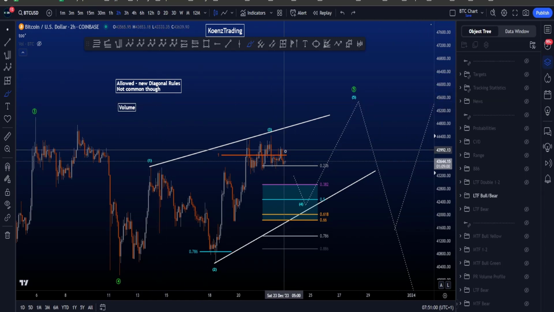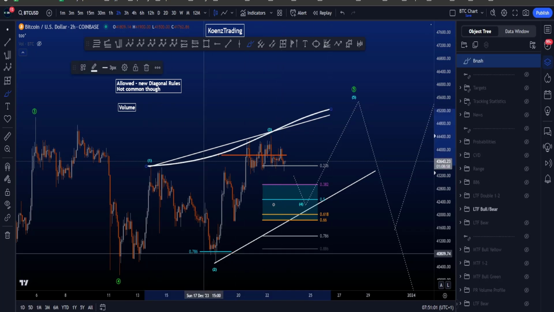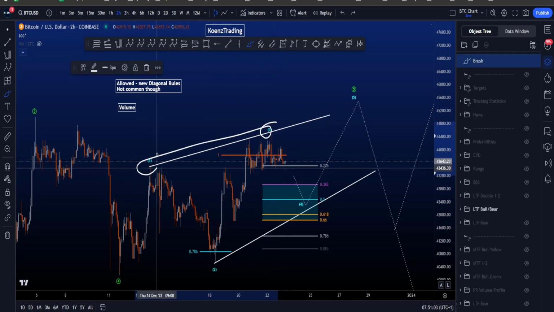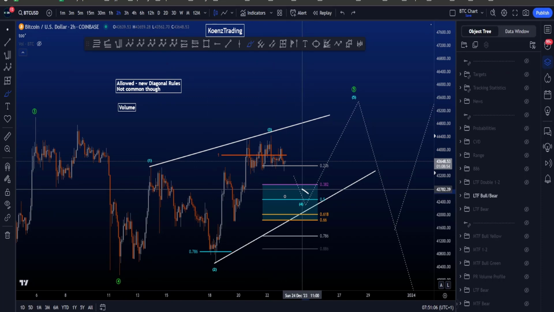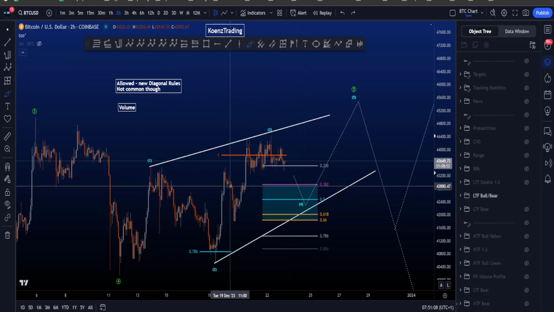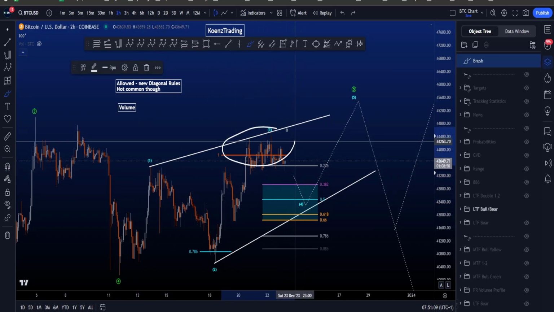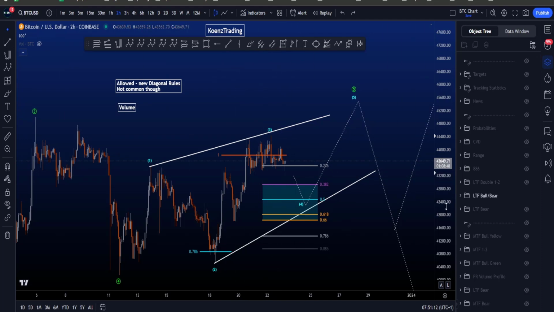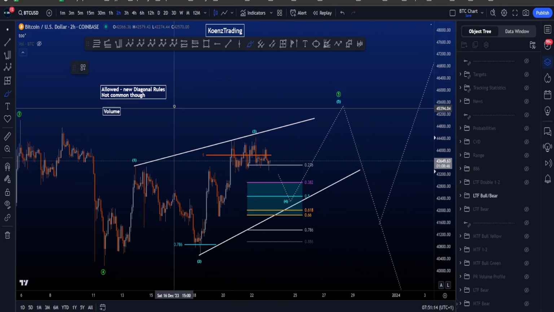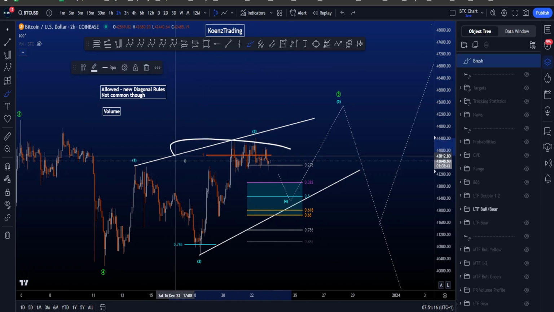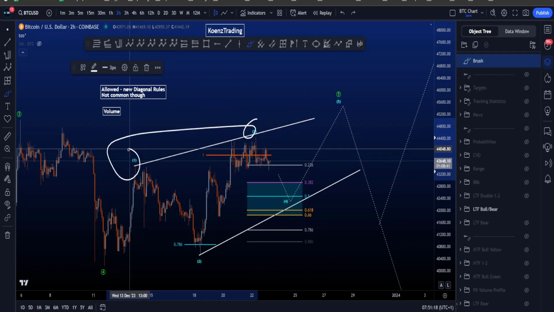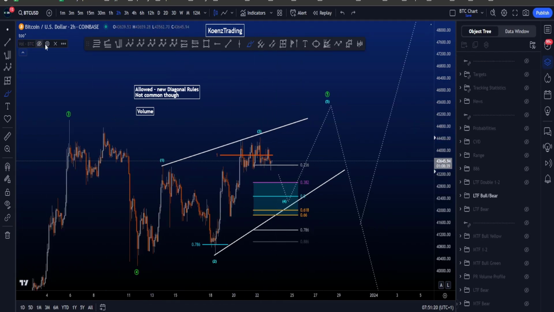Now the new rules of a diagonal say that even in a contracting diagonal, wave 3 is allowed to be longer than wave 1, and you don't need overlap between wave 4 and wave 1 as well. So this is still very valid. It's still a perfectly fine diagonal. It's just still not common, right? It's still rare for a wave 3 to be longer than a wave 1 in a diagonal structure.